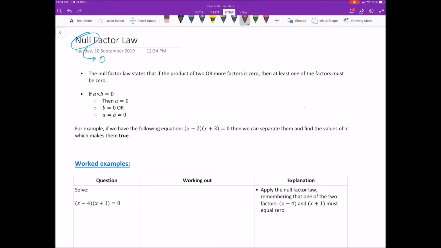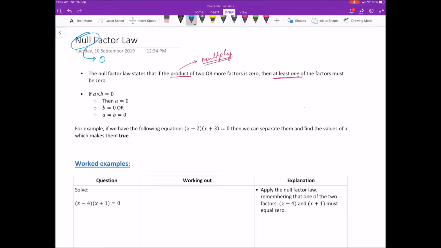So if that doesn't quite make sense, that's completely okay. Let's just take a moment to break down some of the terms in the statement. So product meaning to multiply. And the key thing here is to realize that at least one of the factors must be 0. So if a times b is equal to 0, then we can say that a is equal to 0, b is equal to 0, or a equals b, which equals 0.